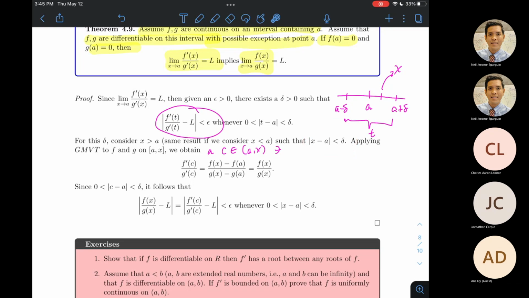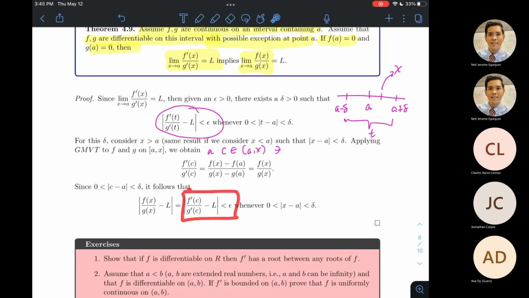Okay? Tapos ano pa yung alam natin? Oh, si c ay nasa open interval a, x. So, ibig sabihin, nandito si c, somewhere here. Dahil si c ay nandun sa loob na yan, okay? Nandun pa rin siya sa loob ng delta neighborhood. At alam ko sa lahat ng numbers dun sa delta neighborhood, totoo itong inequality na to. So that means this inequality is true when t is replaced by c. So we have this epsilon inequality.